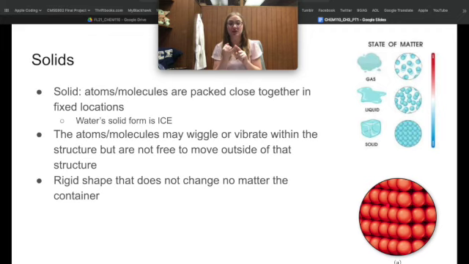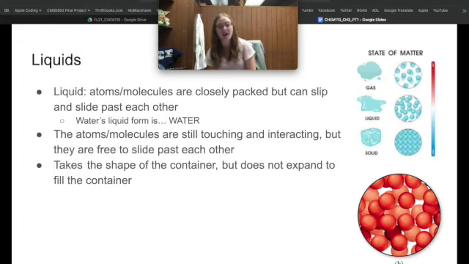Solids are rigid and very, very dense, with lots of atoms packed very tightly together. So in contrast, it'll start to make a little bit more sense what I'm talking about with solids. Let's talk about liquids. Liquids are atoms and molecules that are still very closely packed together, but they can kind of slip and slide past each other.